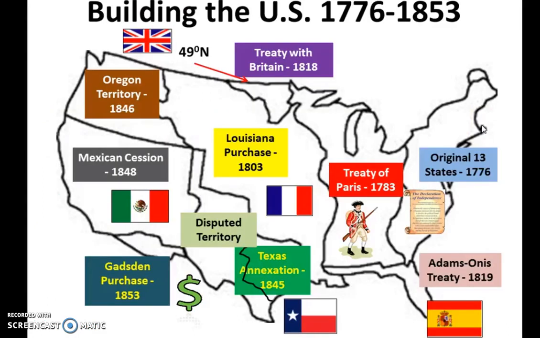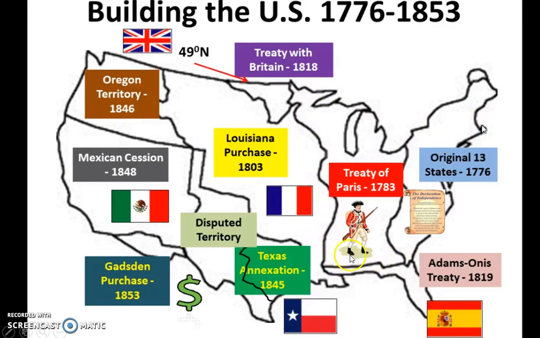So let's take a moment to look at how the United States was put together from the years of 1776 to 1853. Now obviously this does not include Alaska and Hawaii, which were acquired much later, but this is what is also called the Lower 48, the continental U.S. So we start, of course, with the original 13 states in 1776 with the Declaration of Independence. By winning the Revolutionary War, the Treaty of Paris added this land all the way to the Mississippi River.